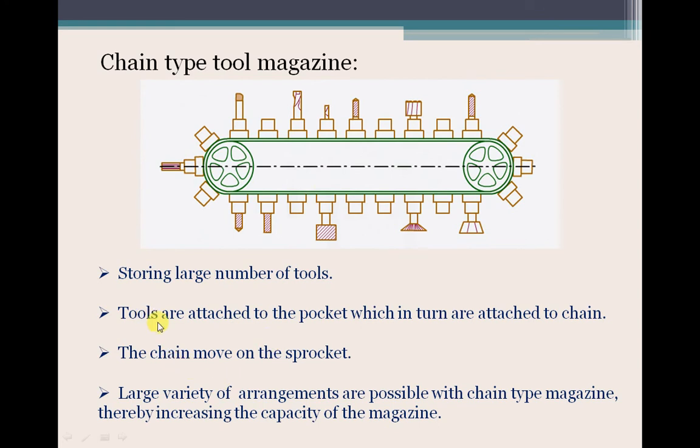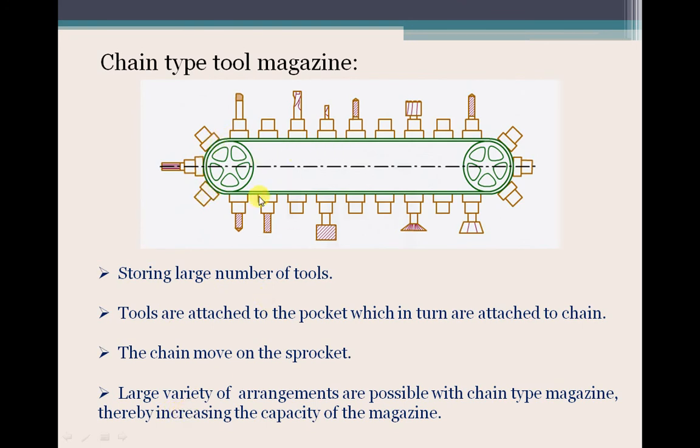Tools are attached to the pockets, which in turn are attached to the chain. So these are the pockets where we are going to attach the tools, and of course these pockets are attached to the chain. The chain moves on the sprocket. These are sprockets, as we simply have in our bicycles. It moves on the sprocket. Large variety of arrangements are possible.